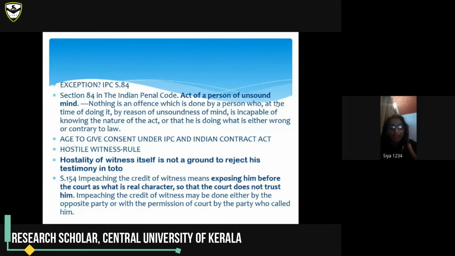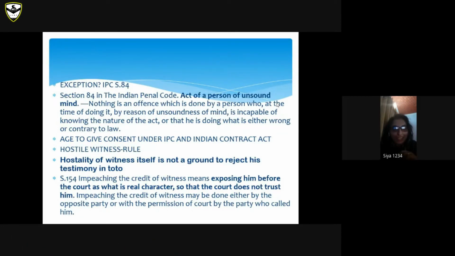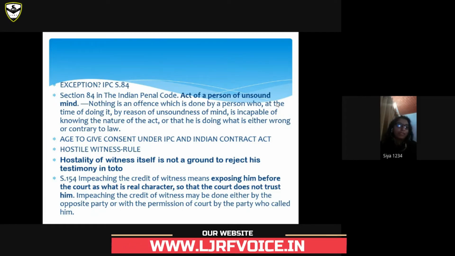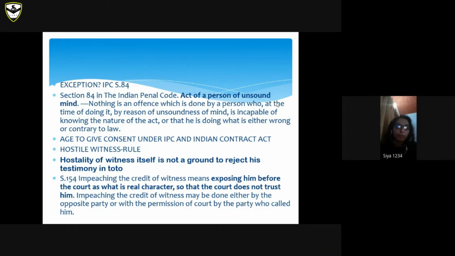Section 154 of the Indian Evidence Act, saying that, Shivanjali is also right. Thank you, Shivanjali. Thank you, Devika. See, section 154 of the Indian Evidence Act says that impeaching the credit of a witness means exposing him before the court as to what his real character is, so that the court does not trust him. Impeaching the credit of a witness may be done either by the opposite party, or with the permission of the court by the party by whom he was called. See, according to section 154, a hostile witness's credit can be impeached.